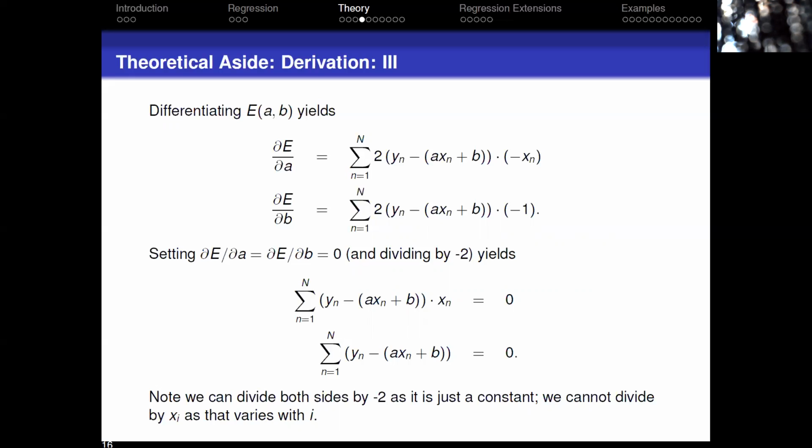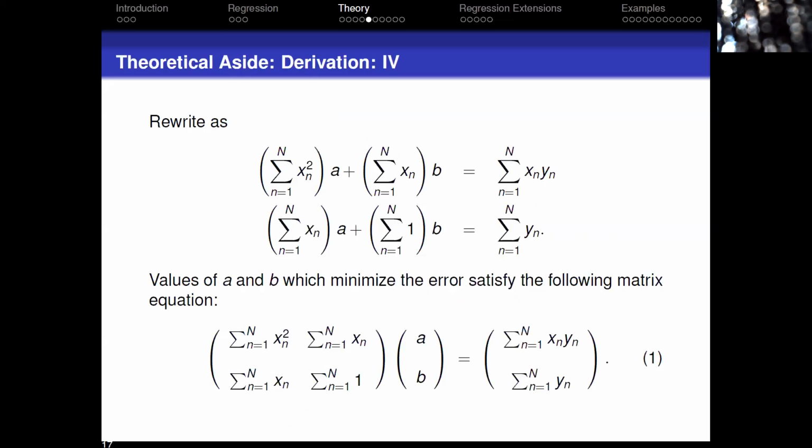You can either solve it using substitution. First I write b in terms of a, plug that in, find a, and then plug that back in and find b. Or if you're comfortable with linear algebra, you can do some linear algebra. So when I pull things out, this is what I get. I get the sum of xn squared times a, the sum of xn times b equals the sum of xn and yn. This is just doing the algebra.